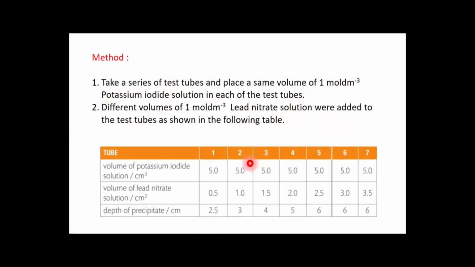So you can say potassium iodide, we have added 5 cubic centimeters to every one, right? And then lead nitrate, we are adding different volumes like this. For the first one, we have added 0.5. For the second one, we have added 1. For the third one, we have added 1.3. Like this, we have added different volumes of lead nitrate, right?